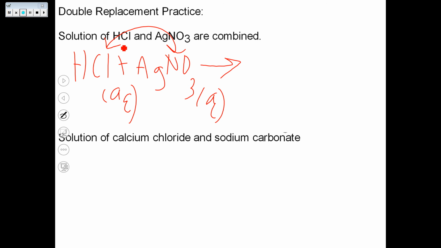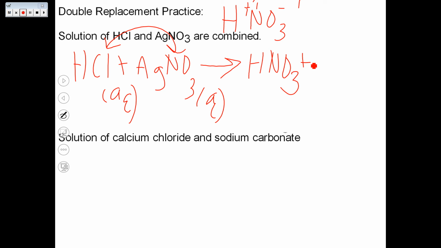Now, you have to do a little bit of side work. You can't just do HNO3 and AgCl. The cation comes first. H is going to be with NO3. And you have to write their oxidation numbers, +1 and -1. So this becomes HNO3. And then the silver and the chlorine. So silver is here, chlorine is here.